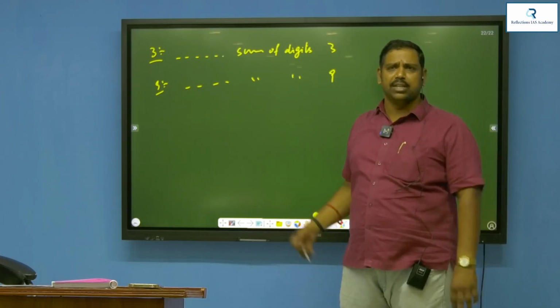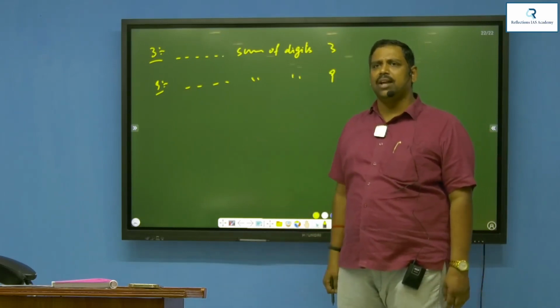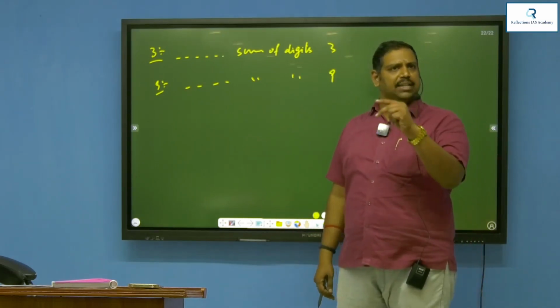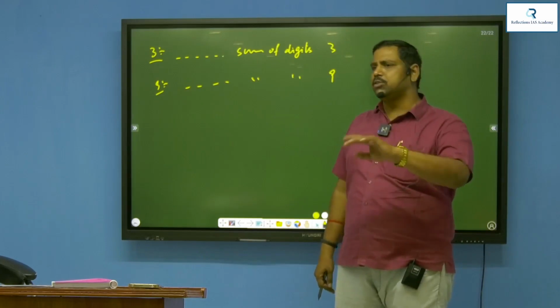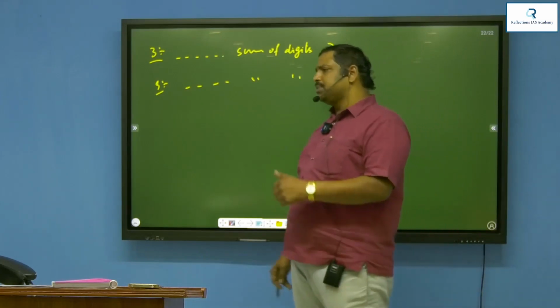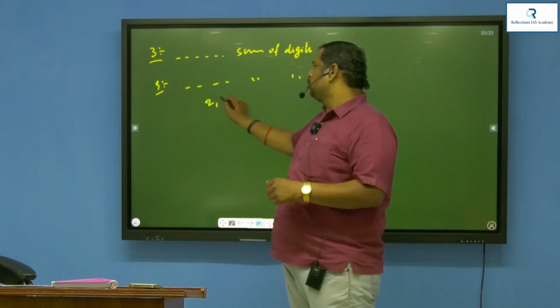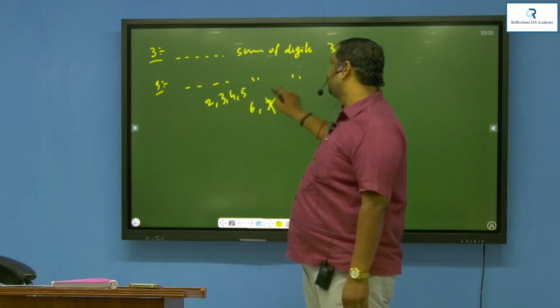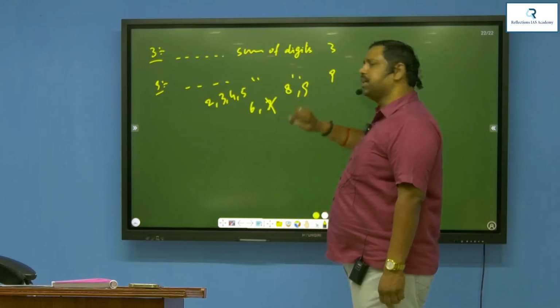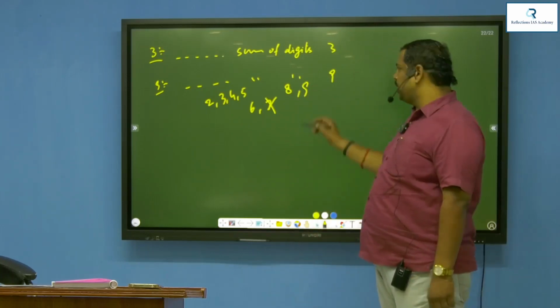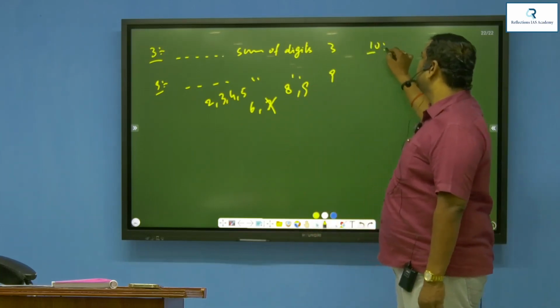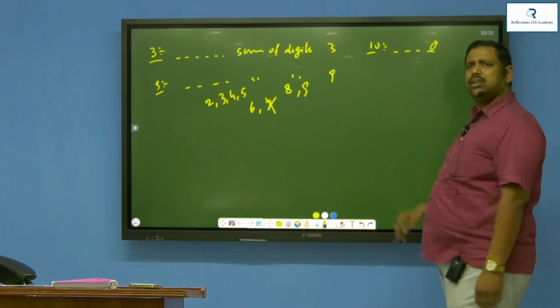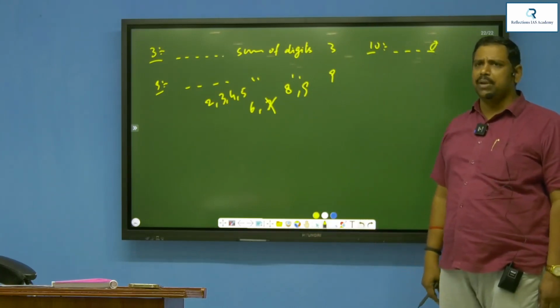Don't ask me about 27. That is not this one; it is a different one. Sum of digits divisible by 3 is the divisibility rule of 3, and divisible by 9 is the rule of 9. Now observe. We have completed 2, 3, 4, 5. 6 and 7 are not required. 8 completed, 9 completed, right? Now we have to go with 10. What's the divisibility rule of 10? The last digit should be 0.